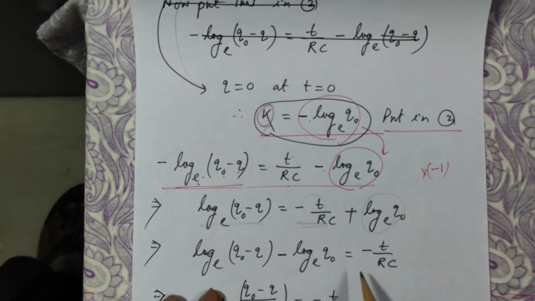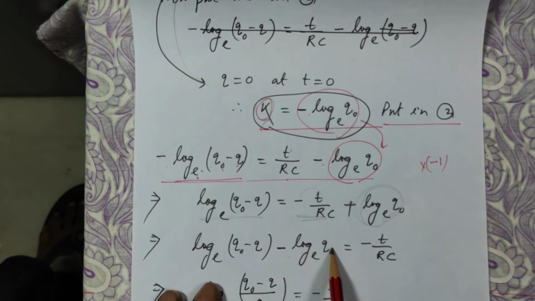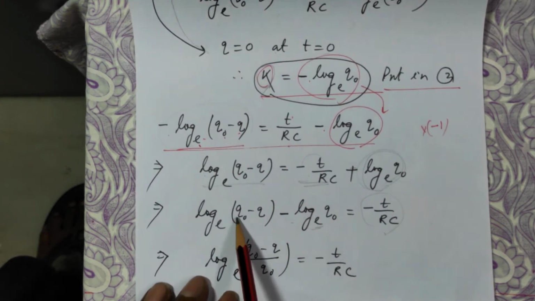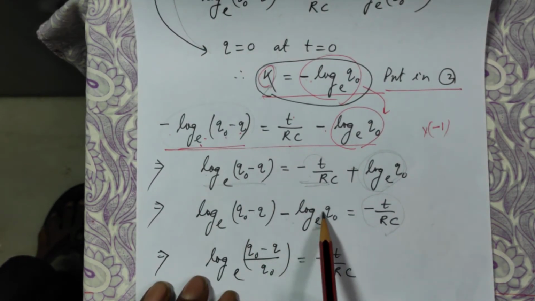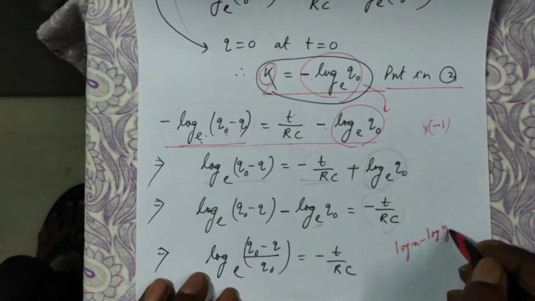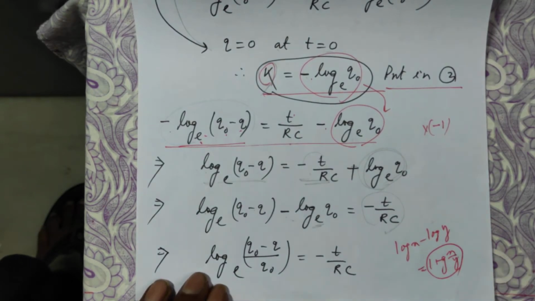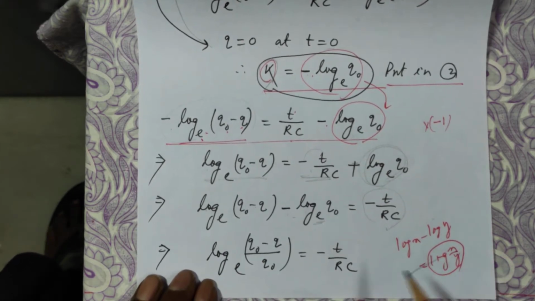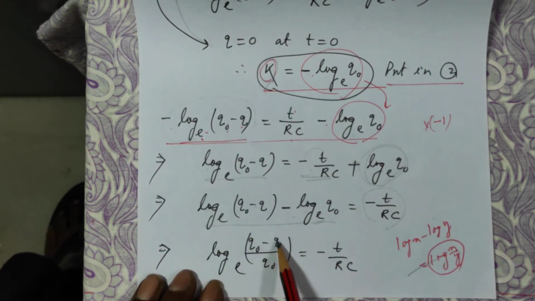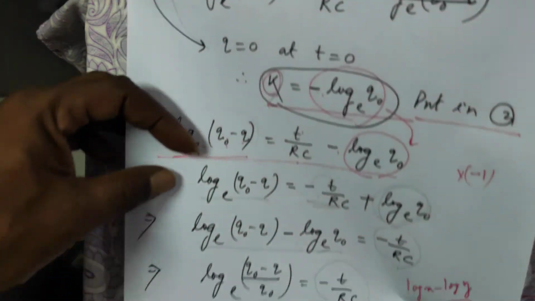Now make the side changes. Bring this to the left hand side. So minus log q naught with respect to base e. On this side we are left with minus t by RC. Log of one thing minus log of another thing means log x minus log y will be equal to log x over y. The formula is in logarithm. Using this formula, this term becomes log of (q naught minus q) over q naught on the right hand side, minus t by RC. Right. So what is the meaning?